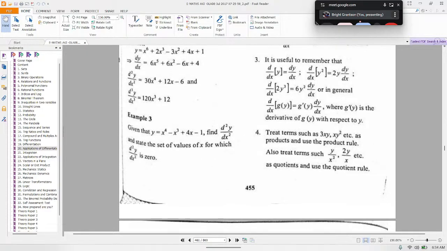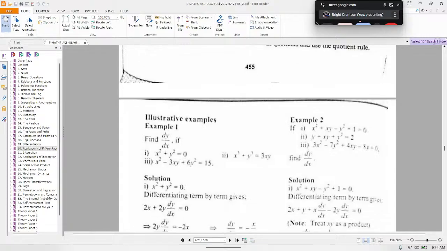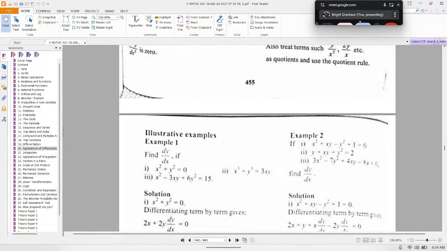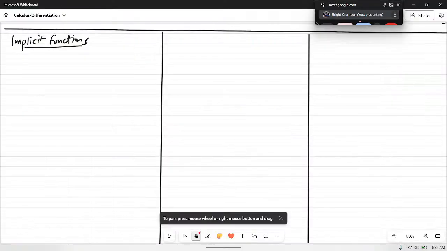Now treat terms such as 3xy, xy squared, etc. as products and use the product rule. And also treat terms like y over x squared or 2y over x using the quotient rule. So let's start with the equation of a circle whose radius is 0. This one is more of a point. So x squared plus y squared equals 0.